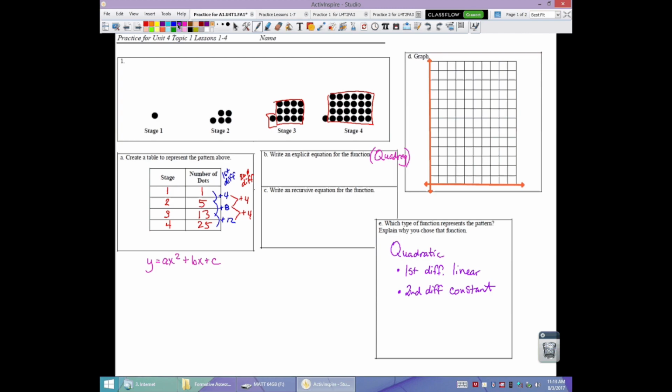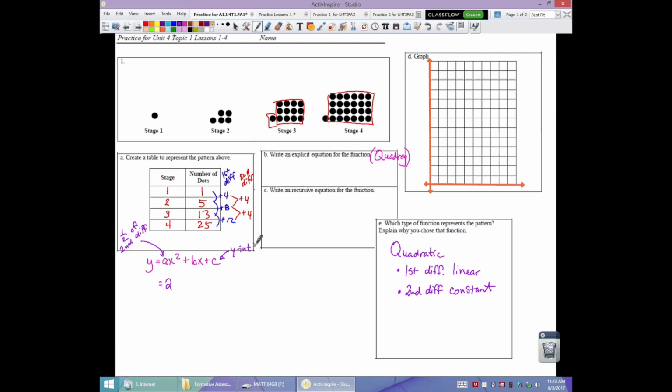Okay? So the a value is half the second difference. Okay? So this is half of the second difference. That means a is half of 4, 2. Right? The c value is the y-intercept.